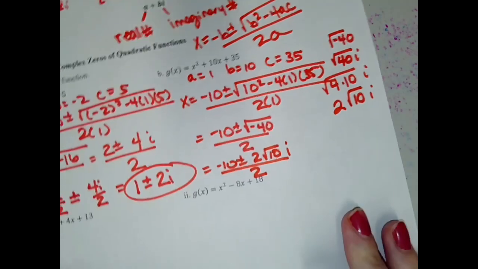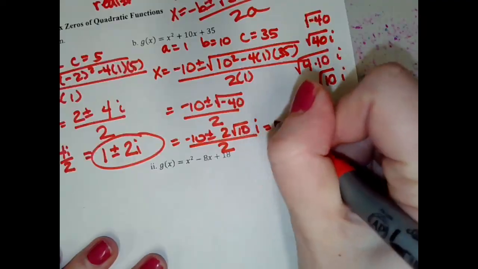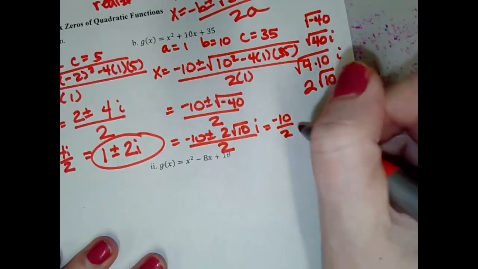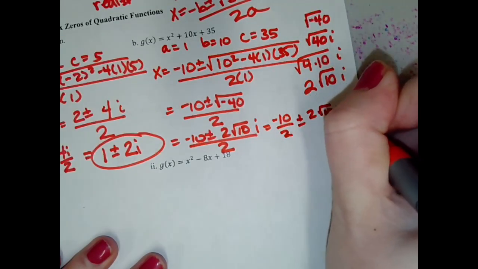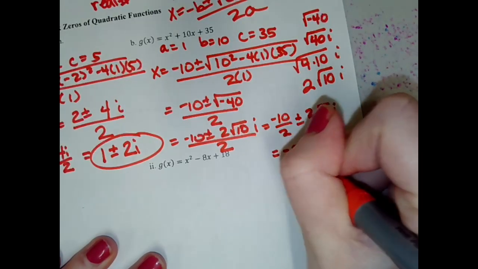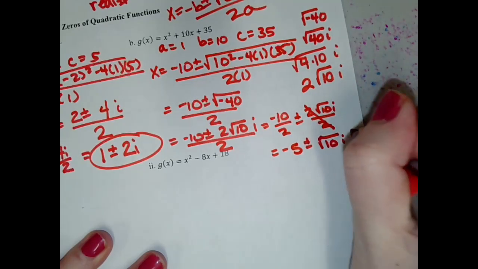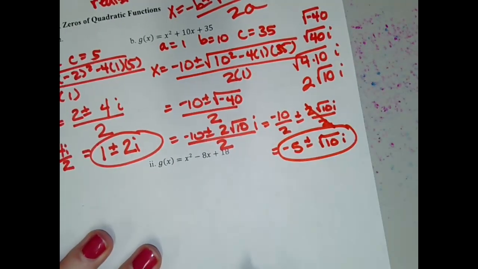Now, because we need to write it in standard form, separating the real part from the imaginary part, I do need to break it apart, dividing 10 by 2 and that 2 root 10 by 2. So -10 divided by 2 is -5, plus or minus. Here the 2's cancel, so root 10 i is what I'd get.